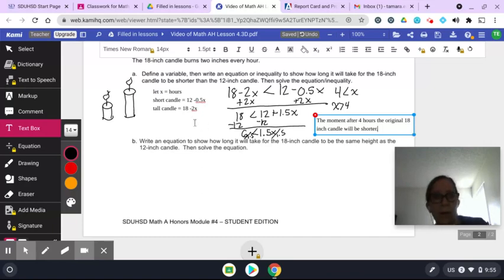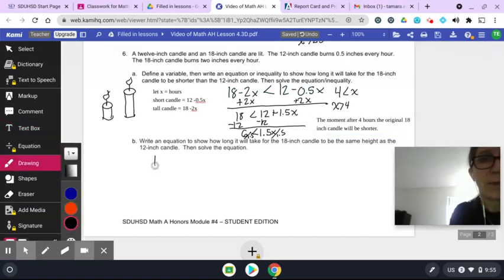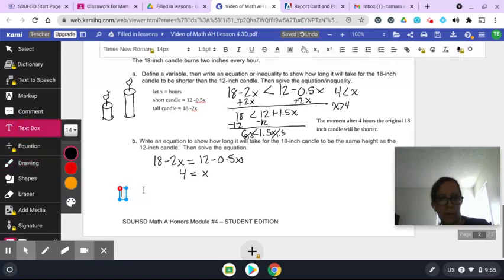All right. Write an equation to show how long it will take for them to be the same height. Well, we're just changing our inequality and we're putting in equals in it. That's not hard. So 18 minus 2x equals 12 minus 0.5x. So if we were to do the same thing and solve it, we would still get down to x equals 4. After exactly 4 hours, they will be the same height.